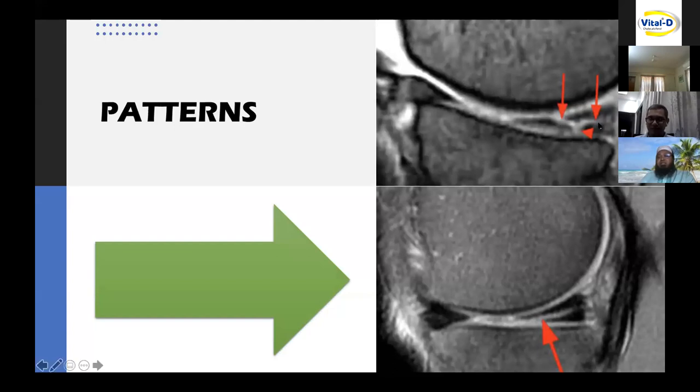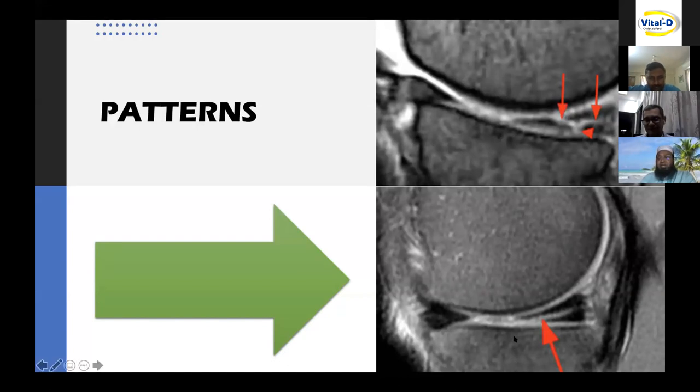You can see the normal, this is also the tibia showing the champagne glass appearance. So this is for the medial meniscus. This is the femur posteriorly. So this is the posterior horn. This is the anterior horn of the medial meniscus. And there is a different injury. So it's a complex pattern of injury in the case of the medial meniscus posterior horn.